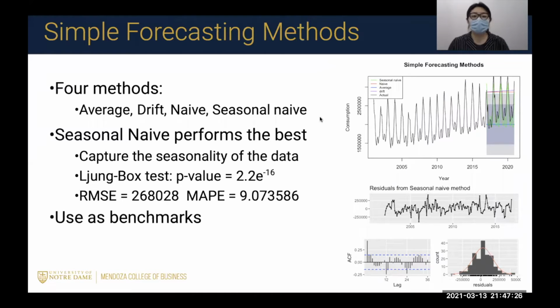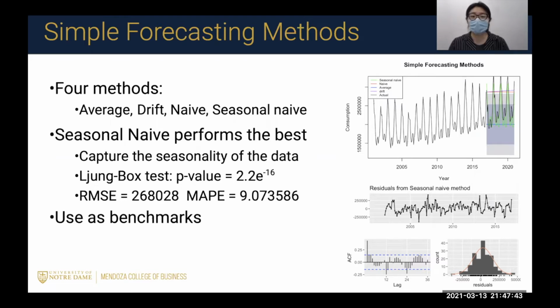Okay, so at first we decided to conduct four simple forecasting methods, including average, naive, seasonal naive, and drift methods. Looking at the plot, we can see that the seasonal naive method performs the best among the others, since it captures the seasonality of our data well.